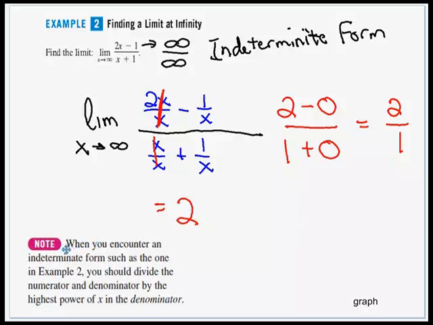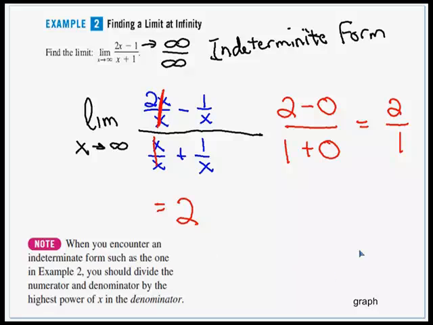I got a little note here. It says, when you encounter an indeterminate form, such as the one in example 2, you should divide the numerator and the denominator by the highest power of x in the denominator.